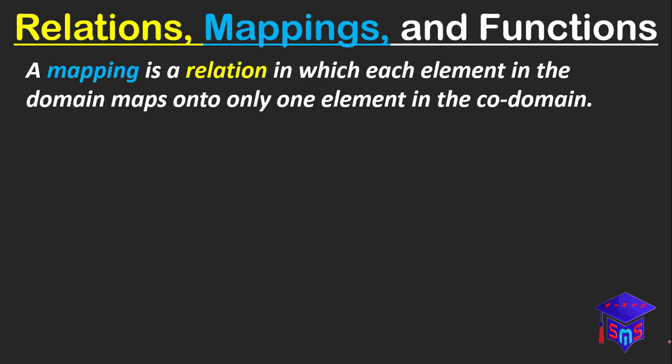So a mapping is a relation. A mapping is a relation in which each element in the domain maps onto only one element in the codomain. Now the key phrase over here is only one element in the codomain. So we are saying that a mapping is a relation.